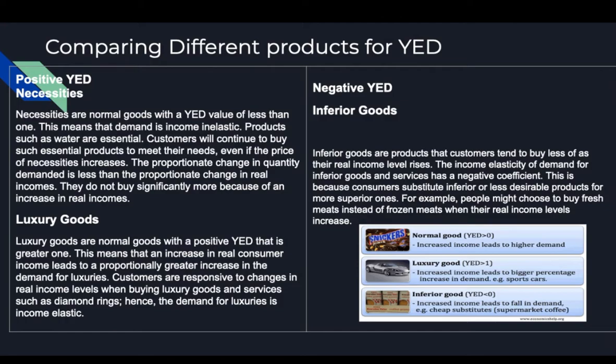Now for products that have a negative YED, these are inferior goods. Inferior goods are products that customers tend to buy less of as the real income level rises. The income elasticity of demand for inferior goods and services has a negative coefficient. This is because consumers substitute inferior or less desirable products for more superior ones. For example, people might choose to buy fresh meat instead of frozen meats when their real income level increases.